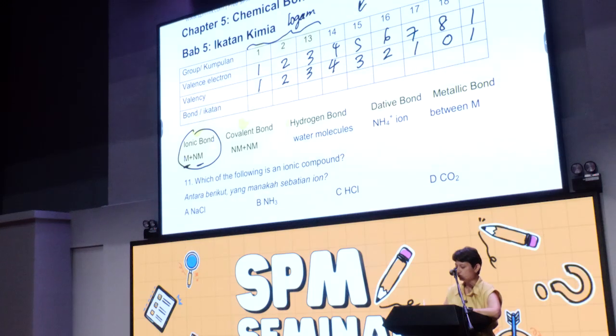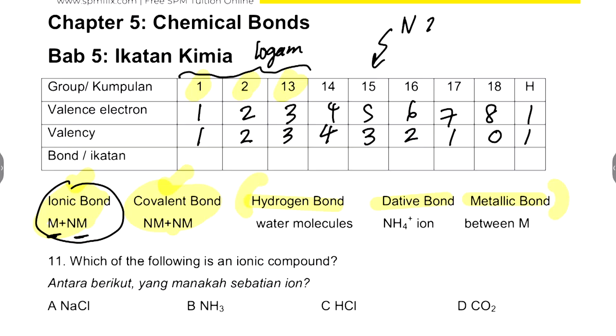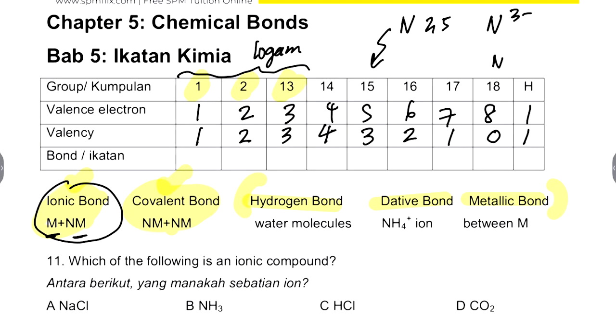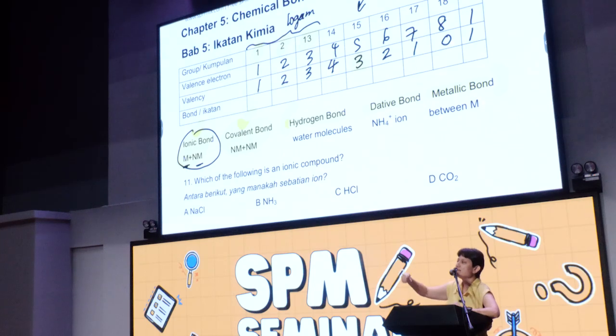If you have nitrogen, nitrogen is 2, 5. It will form nitride 3 negative. That is for ionic. If it forms covalent, it will also form 3 bonds. The magic number is 3. So valency is how many electrons it will gain, lose or share to achieve full outer shell. Berapa elektron dia perlukan.